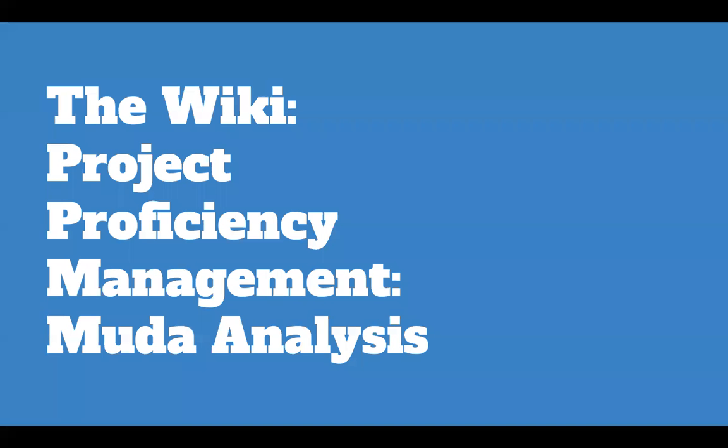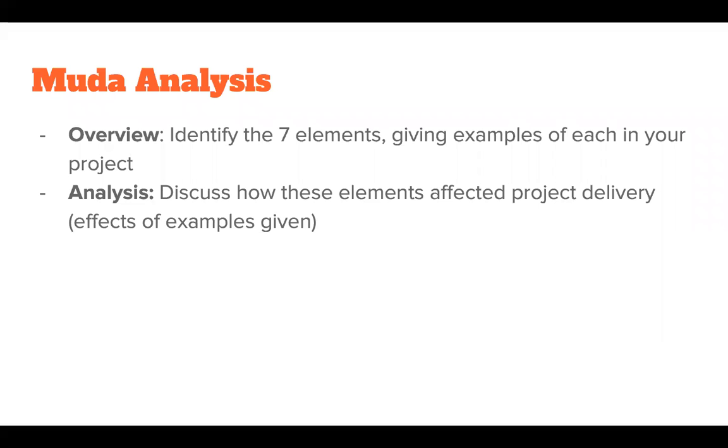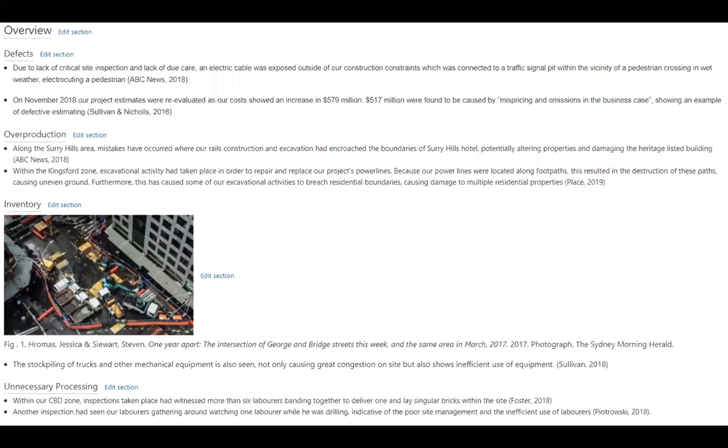So next up is the proficiency management mood analysis. So this again only consists of two parts, which are fairly straightforward. I don't think I need to dig too deep into it, but essentially all you need to talk about is the 7 elements of waste and give examples of them within your project. And also discuss its effects on your overall project. Here are some examples.